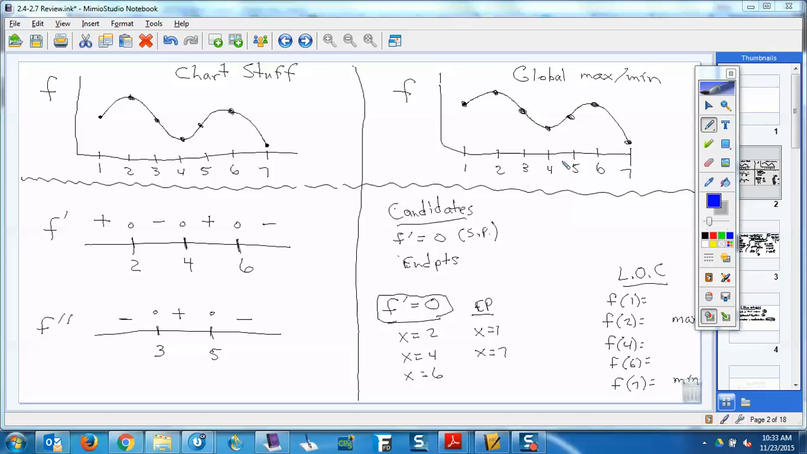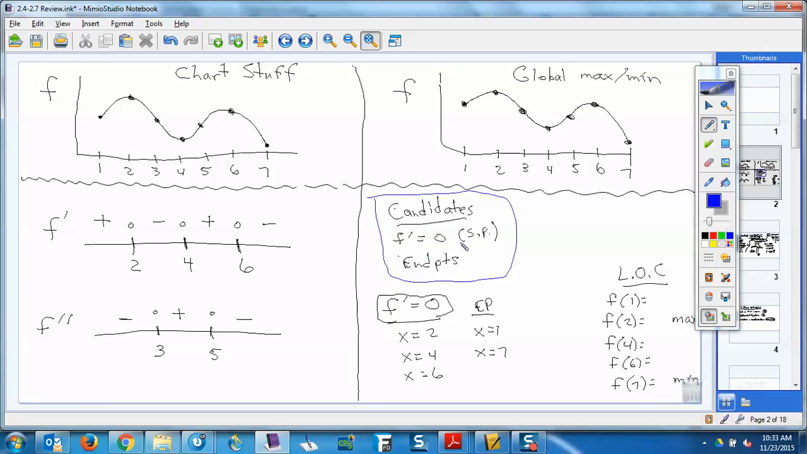We've got these two candidates where the derivative is 0, here, here, and here, or at the endpoints. Those are the only places that the high and low spots could be. Those blue dots are the only possible places you could have the highest and the lowest spot. And that's what a global max min is. So we call those our candidates.